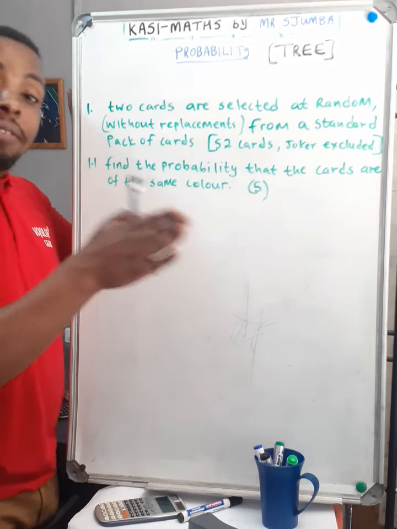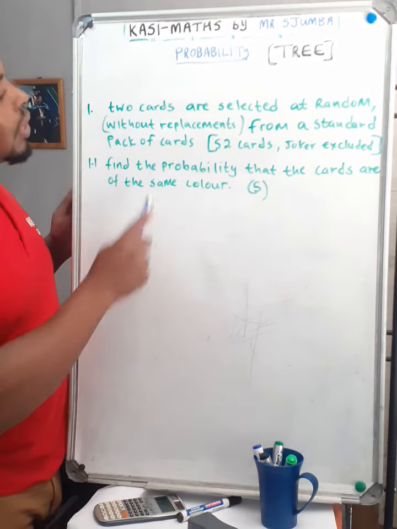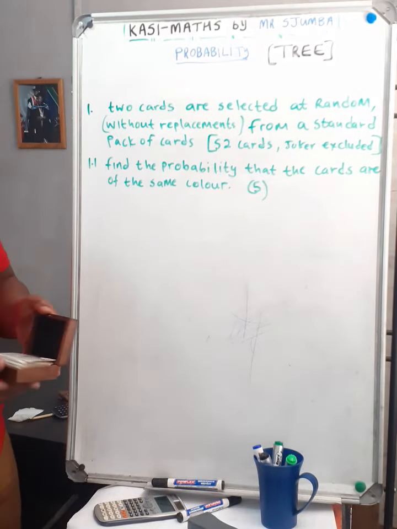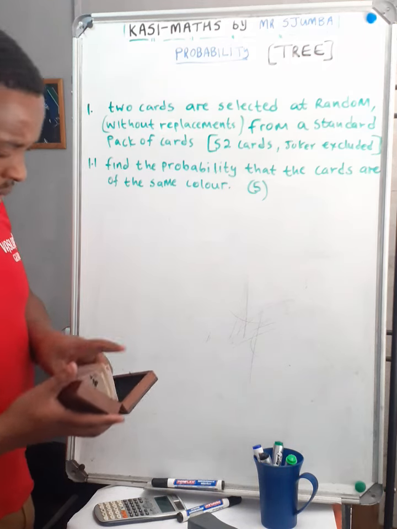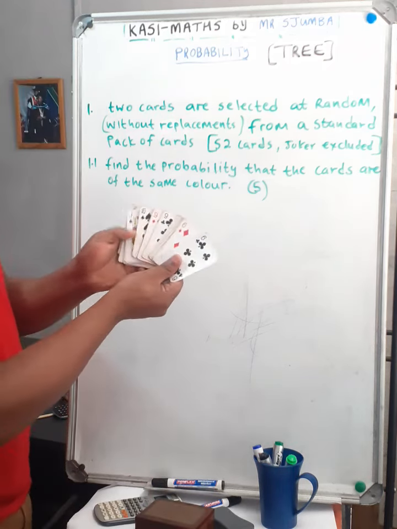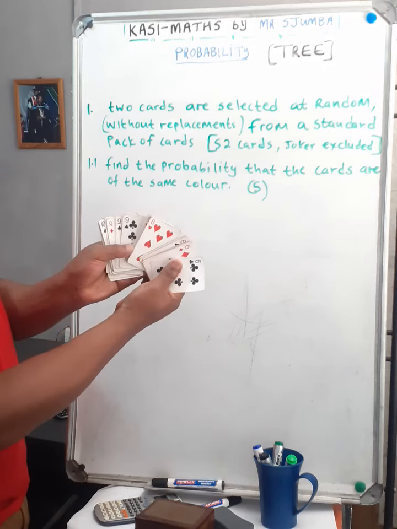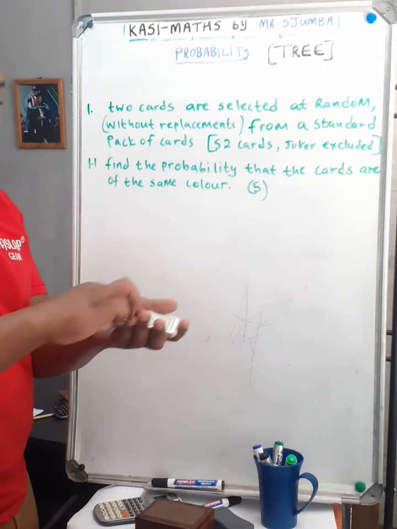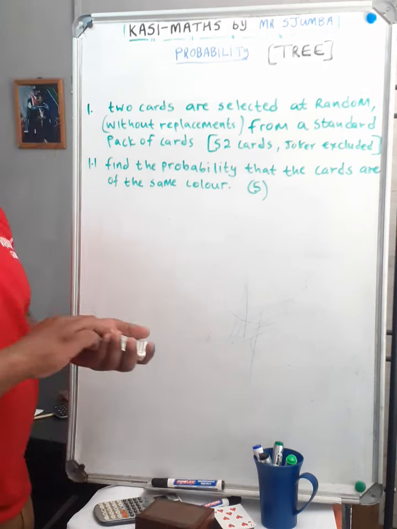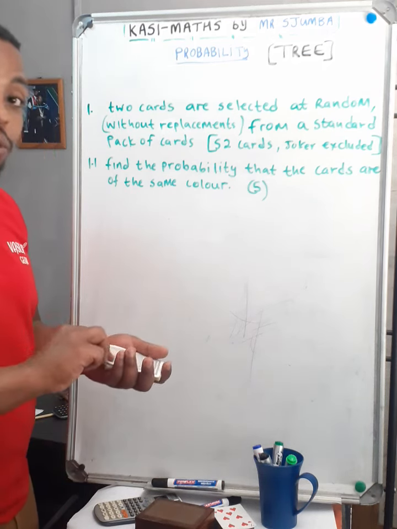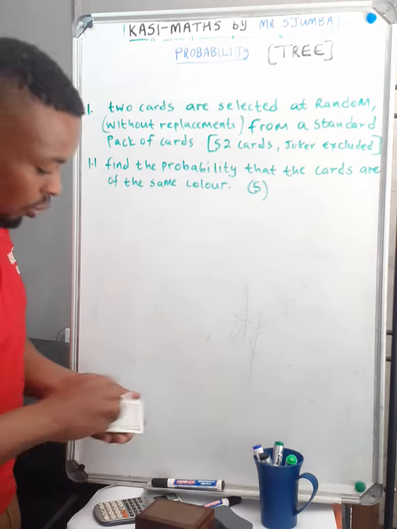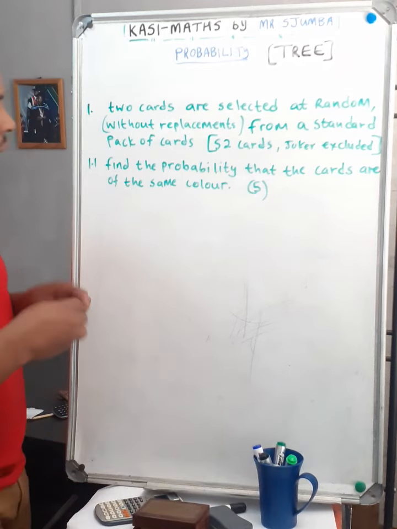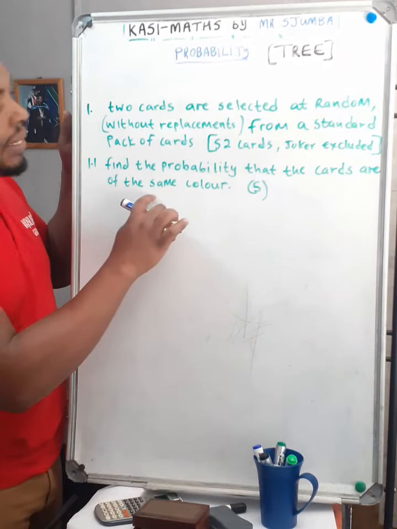We know that the cards are red and black. So two cards are selected. Here I see the cards are red and black. What happens here is I draw cards, two cards are selected. I select a card and put it aside. This is event number 1. Event number 2, I select another card and put it aside. Since they are looking for a probability that the cards are of the same color.